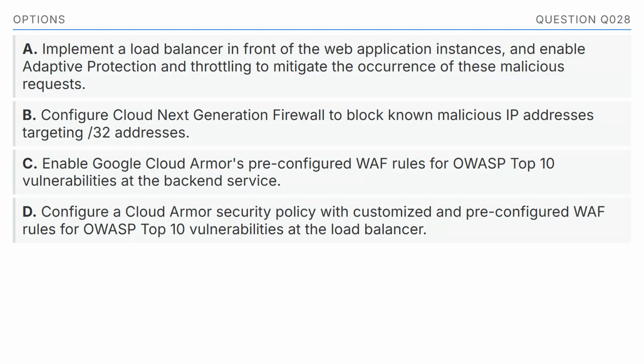The options are: Option A, implement a load balancer in front of the web application instances, and enable adaptive protection and throttling to mitigate the occurrence of these malicious requests. Option B, configure Cloud Next Generation Firewall to block known malicious IP addresses targeting /32 addresses. Option C, enable Google Cloud Armor's pre-configured WAF rules for OWASP Top 10 vulnerabilities at the backend service. Option D, configure a Cloud Armor security policy with customized and pre-configured WAF rules for OWASP Top 10 vulnerabilities at the load balancer.